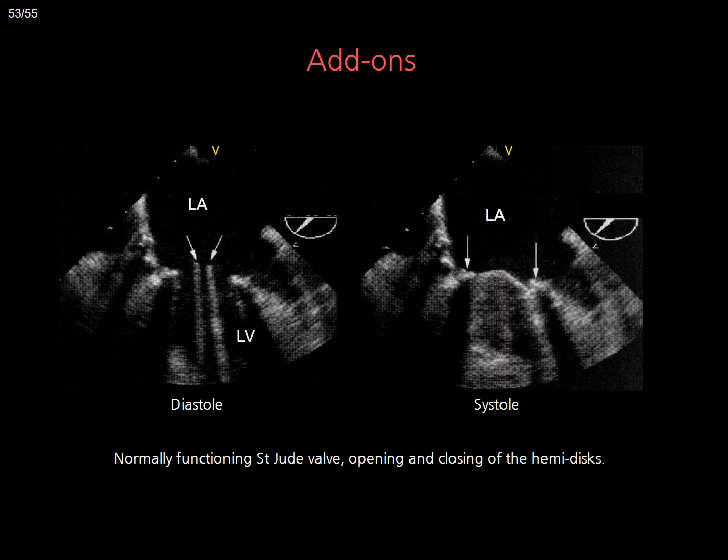These transoesophageal echocardiographic images show a normally functioning St. Jude mechanical mitral valve. In diastole, the two hemidiscs open symmetrically, allowing unobstructed flow from the left atrium into the left ventricle. In systole, the hemidiscs close completely, forming a central coaptation line without abnormal separation.